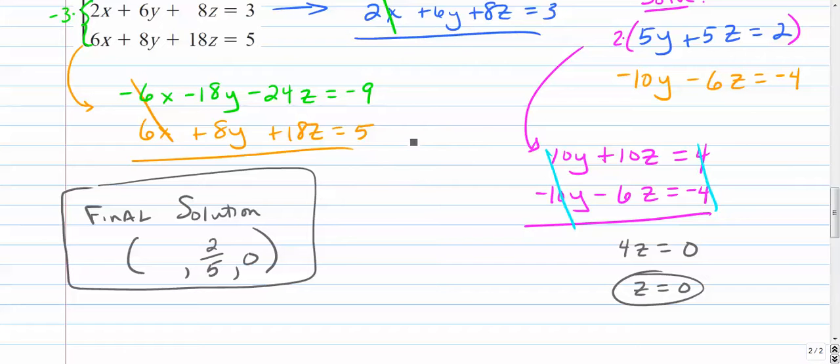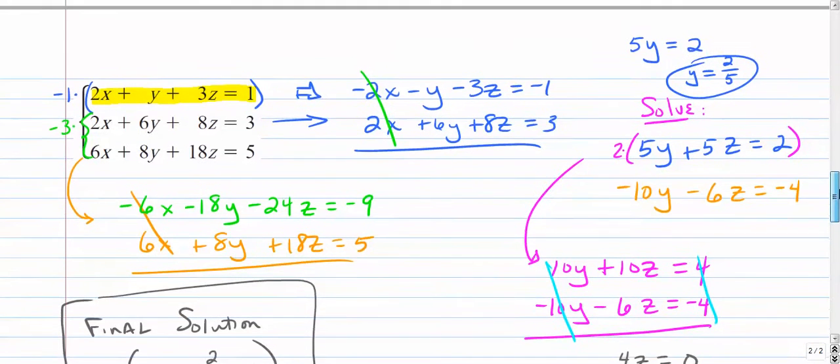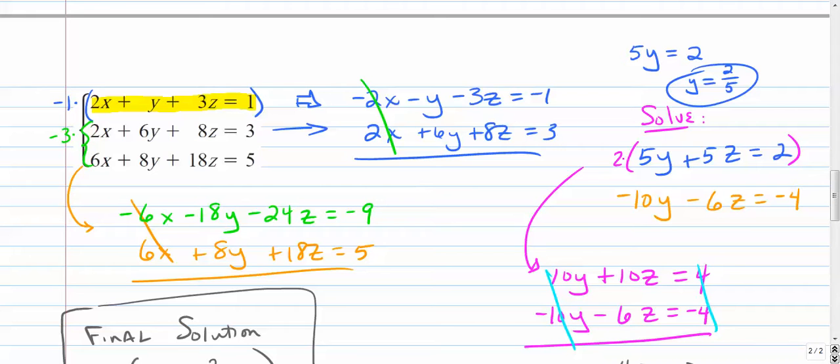Alright, so we need the x value now. So to find the x value, we need an equation that has all 3 letters in it. I will use the easiest possible one. The easiest possible equation is probably this one right here. So I know z is 0, y is 2/5. So I need to find x. So 2x plus 2/5 plus 3 times 0. 3 times 0 is just 0. So that disappears. Equals 1.